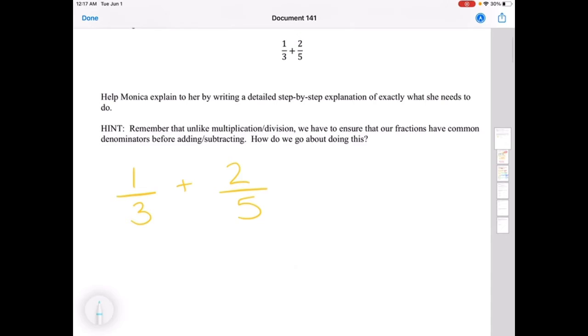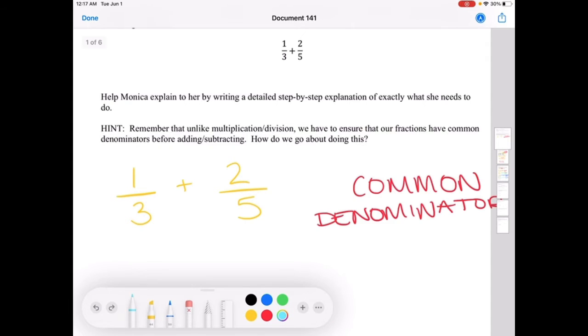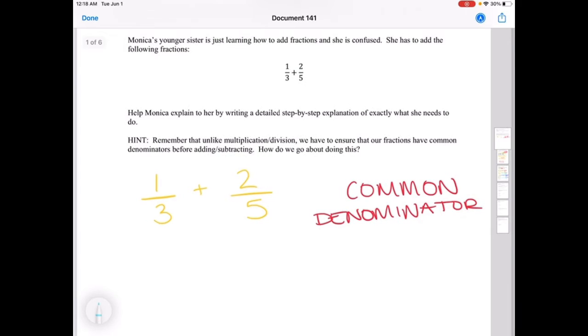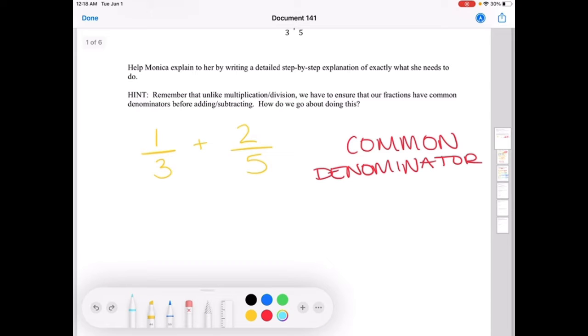Here, what I need to know is what my common denominator is. That's the most important thing you need to do whenever you're adding or subtracting fractions. So here, my least common multiple seems to be 15. That means that I need to multiply 1/3 by 5 and 2/5 by 3.